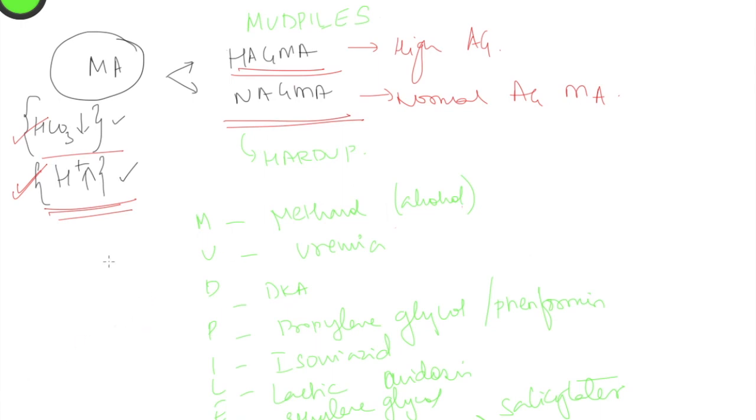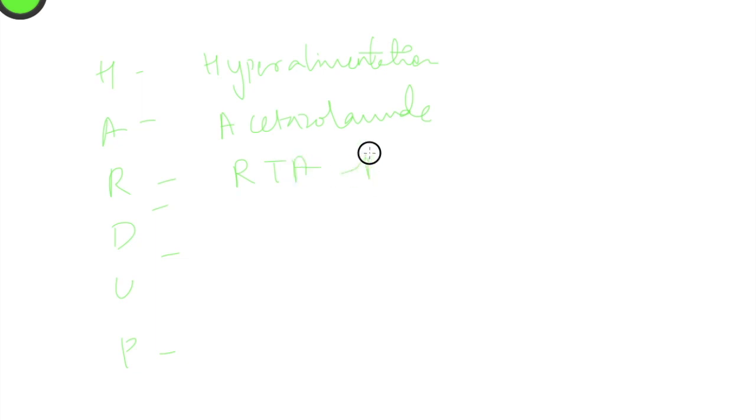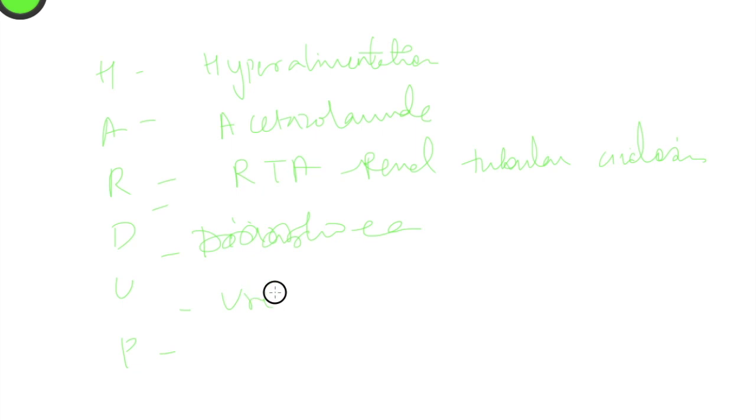Okay, and then the next mnemonic for NAGMA was HARD UP. So H is for hyperalimentation, A is acetazolamide, R is for RTA, that is renal tubular acidosis, D for diarrhea, and then U for ureteral diversion.